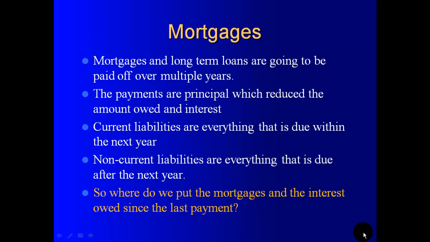Mortgages are another issue. Mortgages and long-term loans are going to be paid off over multiple years. The payments are principal, which reduces the amount owed, and they also include interest that you've incurred since the last time you made a payment. Current liabilities are everything that's due within the next year. Non-current liabilities are everything that's due after the next year. So where do we put mortgages and the interest owed since the last payment? Think about that. We're going to pay those mortgages off over multiple years, but we do have some that's due within the next year, and that interest we owe right now.